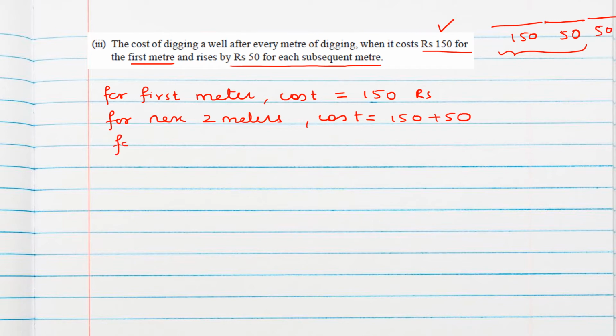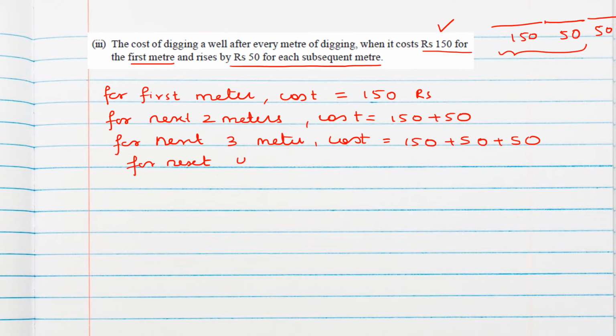Okay, so this is the same as the first example we did, using the same way. For the next 3 meters we can write cost will be 150 for the first meter, 50 for the second meter, and then 50 for the third meter.